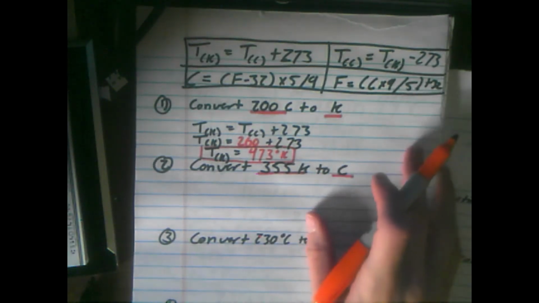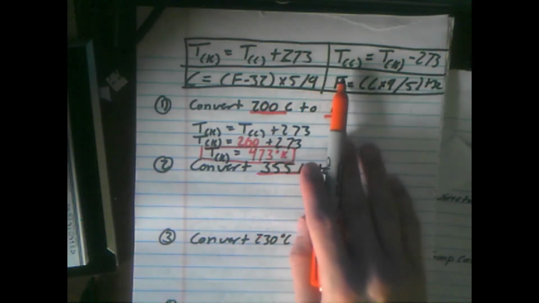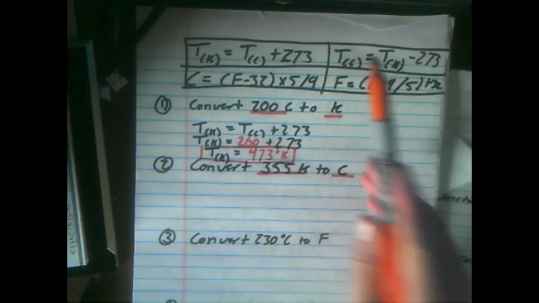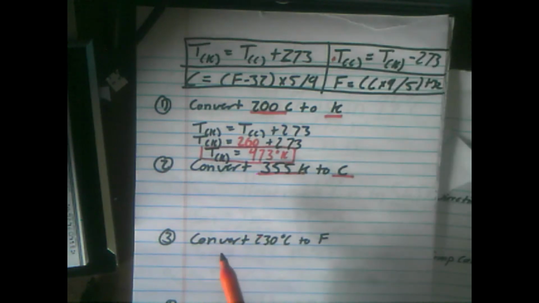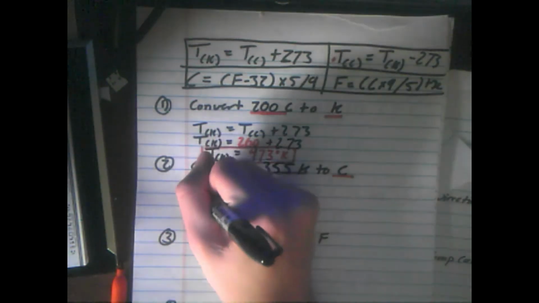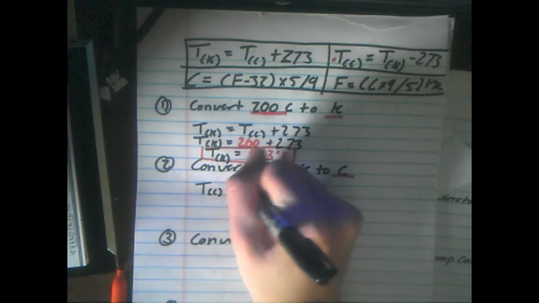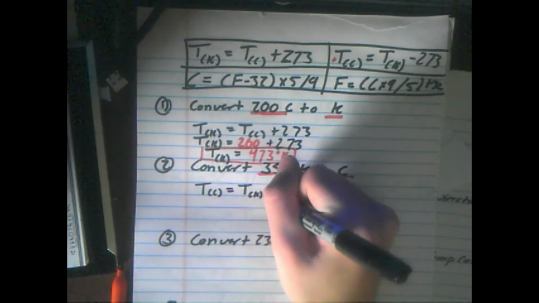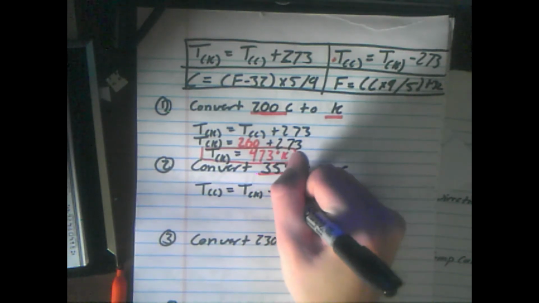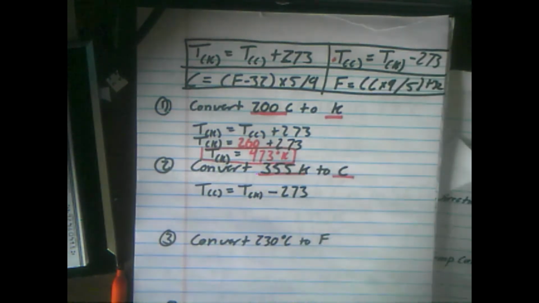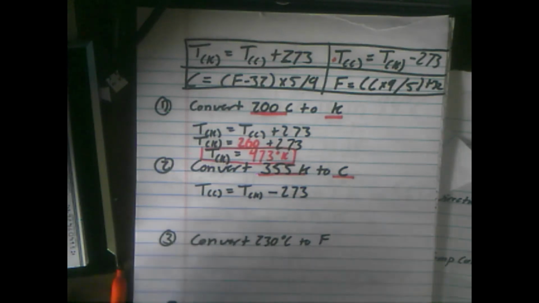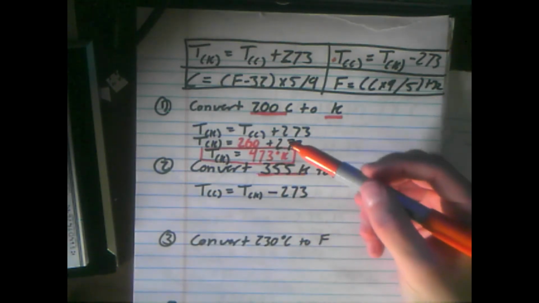So looking at the top, which one of these goes from Kelvin to Celsius? It's this one right here, the second one. So we know our equation is going to be temperature in degrees Celsius is equal to temperature Kelvin minus 273. It's just the opposite of what we did in number 1.